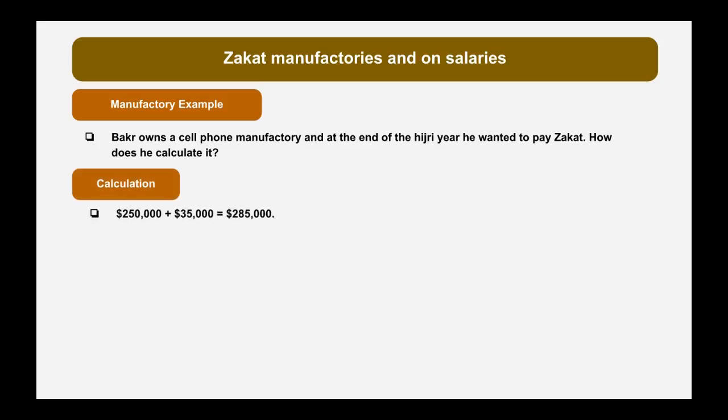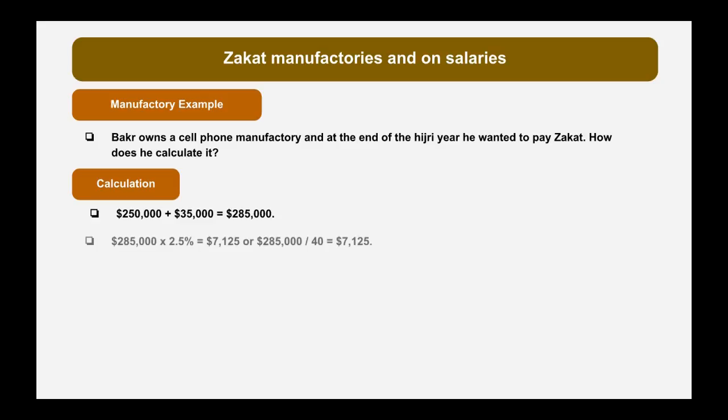Bakr calculated the inventory, the finished product, and found that the finished product is worth $250,000. Then he looked at the raw materials he has in the manufactory, such as the glasses, the wires, all the raw materials that he uses to make cell phones, and he found that he has $35,000 worth of raw materials. So he added that to the $250,000, and it gave him a total of $285,000.